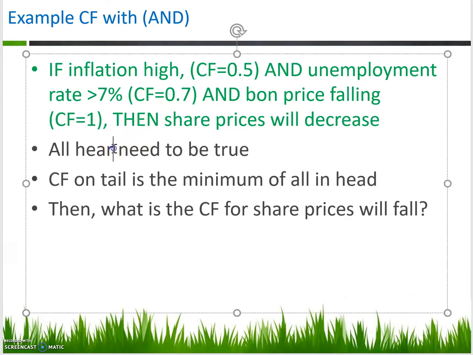So all heads need to be true, because it's AND. And then the certainty factor on the tail is the minimum of all in the head because it's AND. So if you want to know the certainty factor, or the confidence factor, to say that share price will decrease, it is the minimum of everything we have on the head. In this case, you have in the head part 0.5, 0.7 and 1. If it's an AND, you have to take the minimum, so the certainty factor for the tail part will be 0.5.